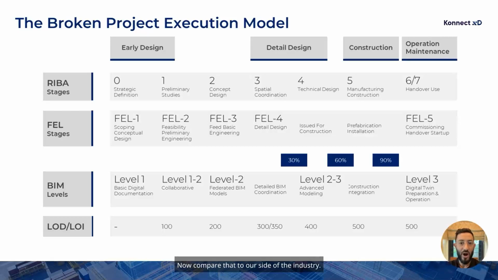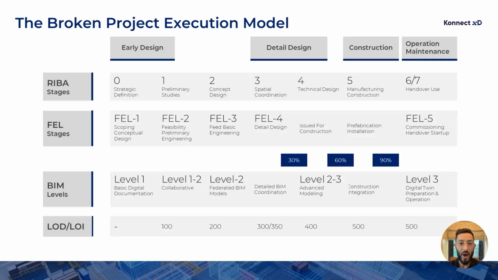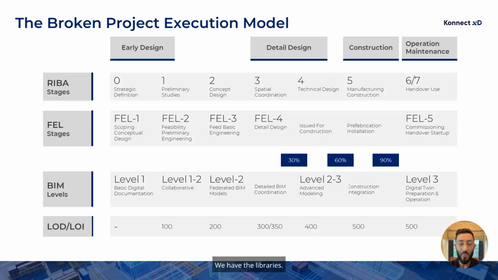Now compare that to our side of the industry. We've adopted AWP, Advanced Work Packaging, which is a powerful framework. But there's a key difference. In architecture and BIM-driven industries, designers have creative freedom, but also strong standards for how information is structured. In our world, oil and gas, heavy industrial, we're guided by strict process engineering, material specs, and piping classes. We have the libraries, we have the data structures.